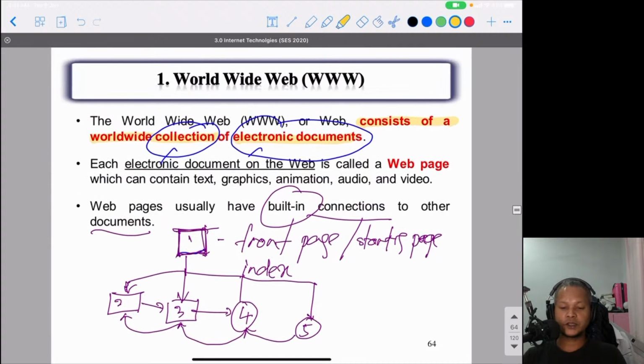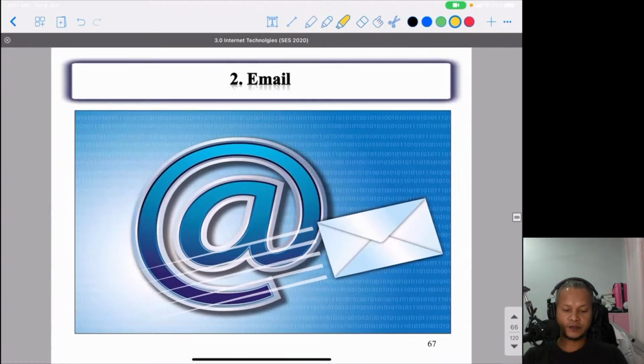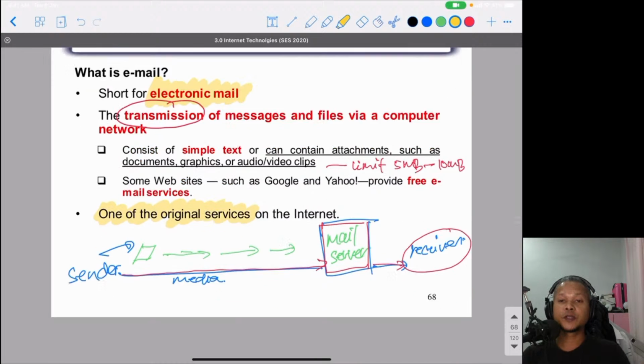The most popular is the WWW, World Wide Web. Yes, this is email. Email is short for electronic mail, the transmission of a message and file via the computer network.